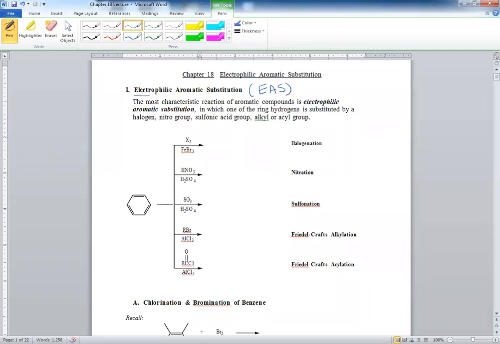You need an electrophile. You need an aromatic compound, benzene, for example. And of course, you need to replace an atom in the benzene ring, such as hydrogen, with the electrophile. So let's begin right away.